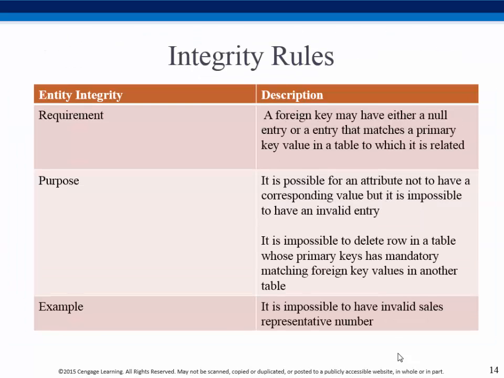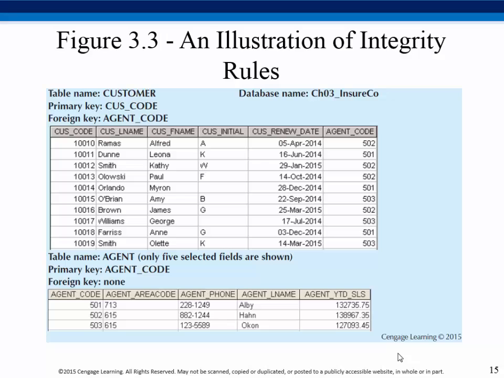An example: it's impossible to have invalid sales representative numbers. So here again, it does integrity rules. Your customer table has your customer code. Your agent code is your foreign key. It is your primary key in your agent table. You cannot delete the record for agent code 501 as long as it exists in your customer table as an agent code for a record in that table. You would have to either make it null or change it to a different agent code before it will let you delete the agent in the agent table.